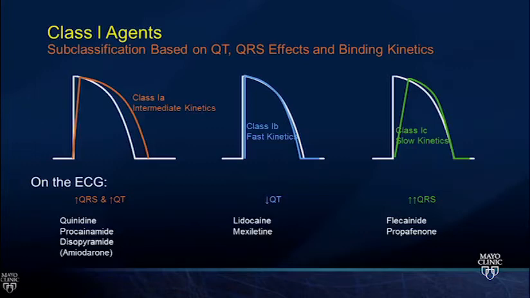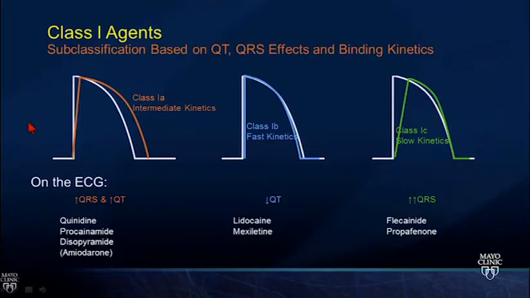flecainide and propafenone. Now 1B drugs, the IV one is lidocaine, oral form is mexiletine. They have fast kinetics, meaning they bind and unbind so soon that you really don't see a whole lot of change in the action potential duration. So in fact, the QT interval may shorten with use of mexiletine and lidocaine.